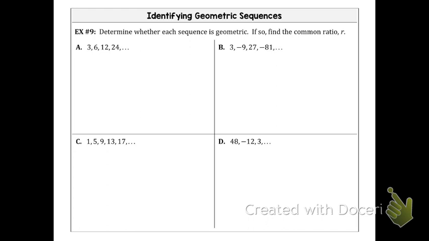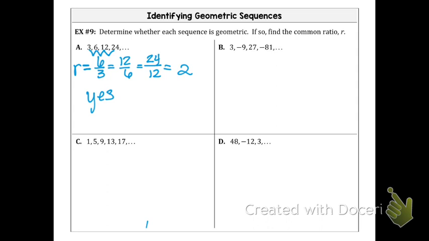All right, so example 9 says determine whether each sequence is geometric. If so, find the common ratio. So how would we get from 3 to 6, 6 to 12, and 12 to 24? Well, if I divide each of them, 6 divided by 3, 12 divided by 6, 24 divided by 12, any of them, I get 2. So yes, this is geometric.